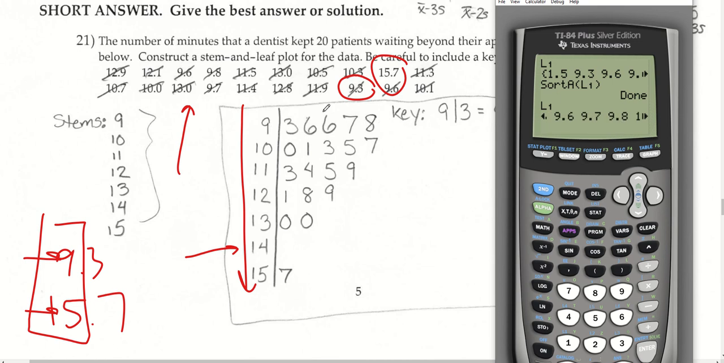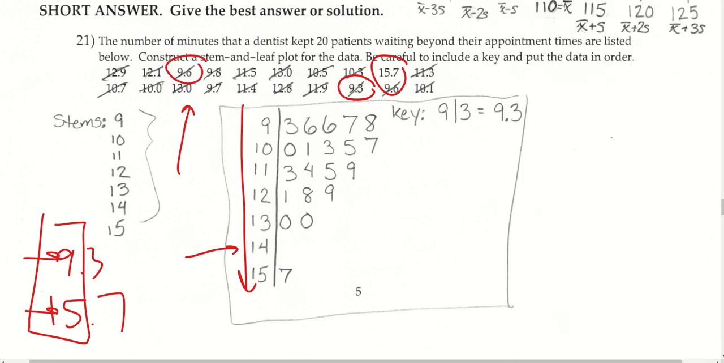Also notice too that if a number gets repeated, very much like what we see for 9.6, how that value is repeated, every time a number is repeated, you once again have to put that leaf down to show exactly how many 9.6s were shown. Okay, so this was our stem and leaf plot.